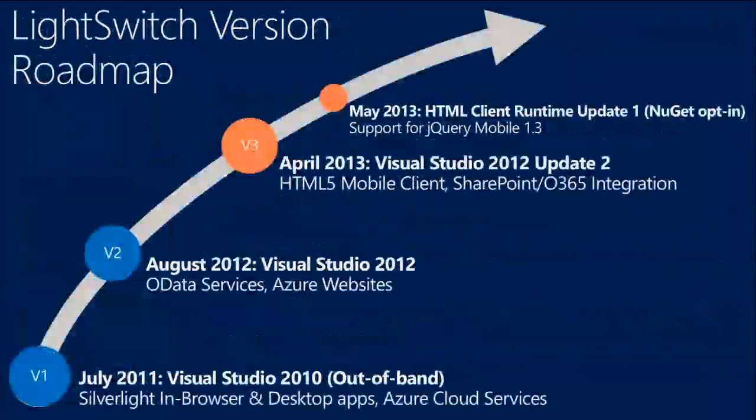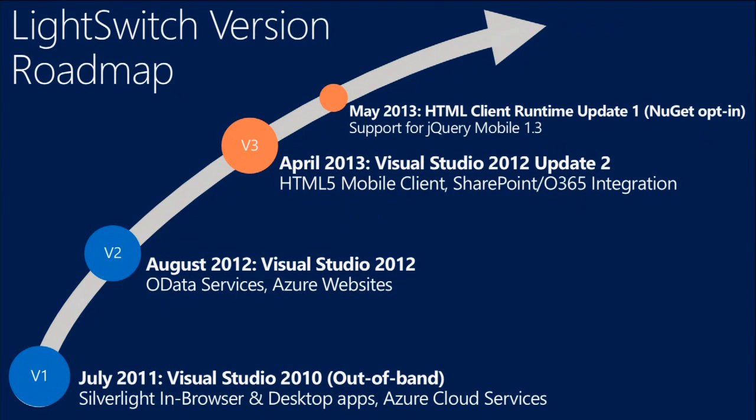A bit of history. 2 years ago, in July 2011, we released the first version of LightSwitch. This was out of band. You had to install it separately from Visual Studio, and it delivered the Silverlight experience that I talked about, in the browser or on the desktop, and you were able to deploy those applications to Azure Cloud Services. We struggled a bit with the positioning of this because it was out of band. A lot of people asked us whether this is targeted at information workers or professional developers.